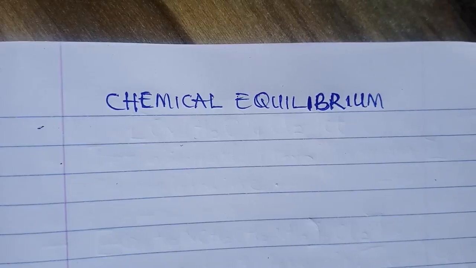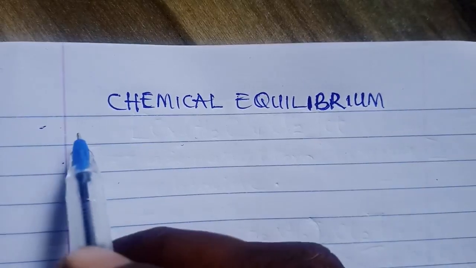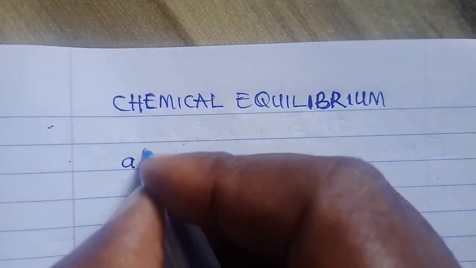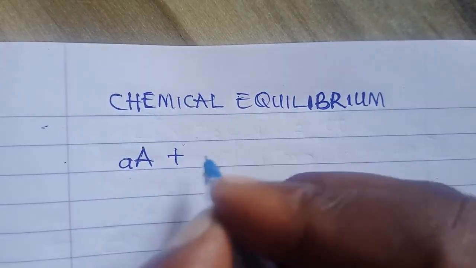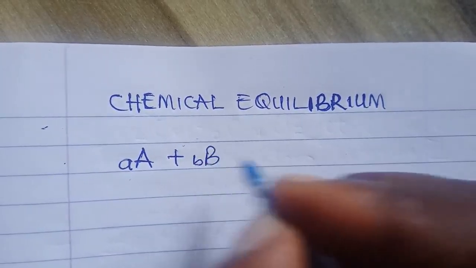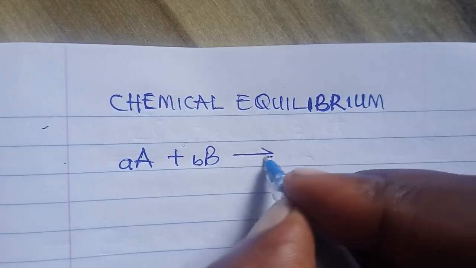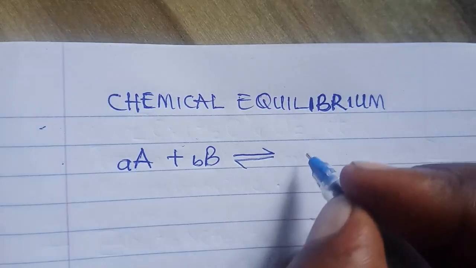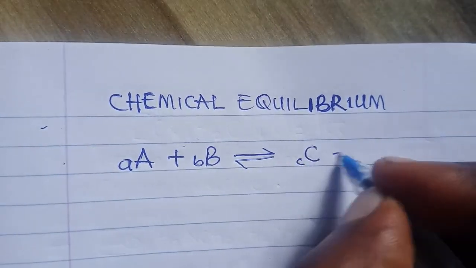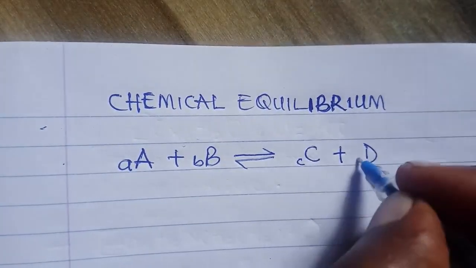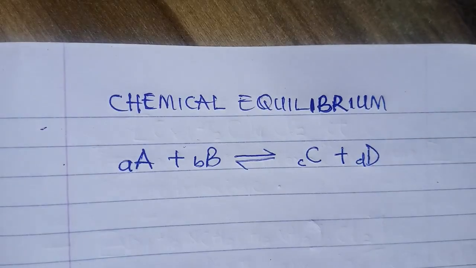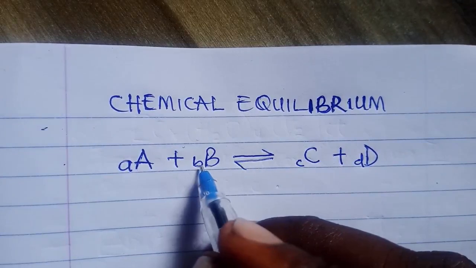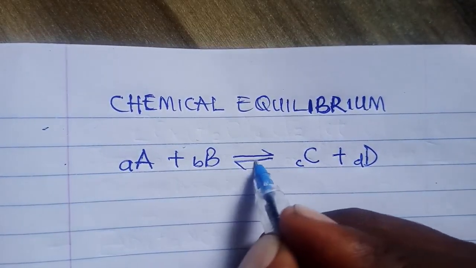In this video, we want to look at chemical equilibrium. For example, if we have A reacting with B and produces, when the forward reaction equals the backward reaction, C and D. Now, if the forward reaction equals the backward reaction, then equilibrium is reached.